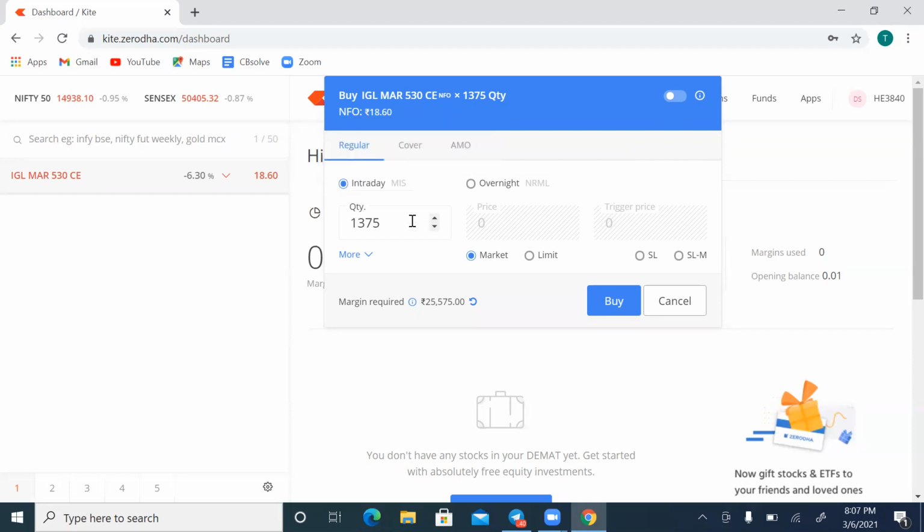Okay, so this could be the quantity. 1375 is the lot size, and you can see options here: market, limit, SL and SLM. So this is a major portion where you have to learn how to place a trade. When you click on market and then click on buy, what happens? The current price of the trade is running at 18.60, right?